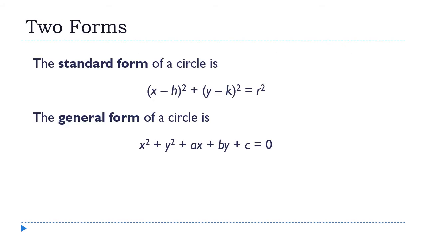Now, there's two ways that this can be written. There's what's called the standard form, which is what we just saw. And obviously, you could take that x minus h squared and the y minus k squared, do the FOIL thing, multiply them out, and if you did, you would get something polynomial that looks like this. And that multiplied out version is called the general form.